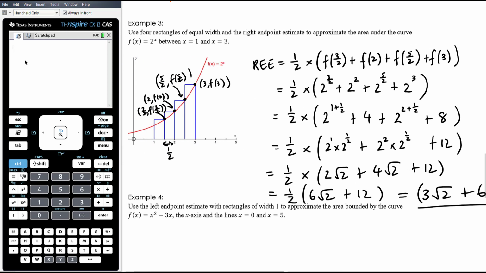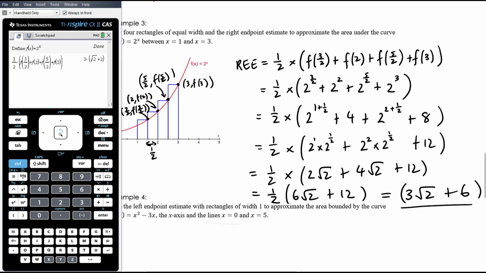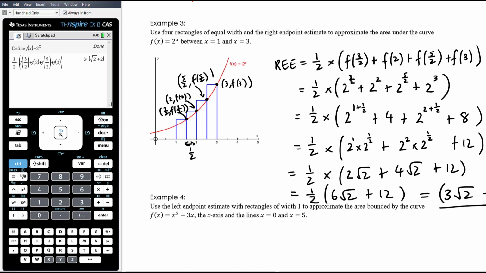Again, let's check that. If we have our CAS, the quickest way to do this would be to define f of x as being equal to 2 to the power of x. And then we're simply going to work out what is 1 half times, let's just do f of 3 on 2 plus f of 2 plus f of 5 on 2 plus f of 3, which gives us 3 times root 2 plus 2, which, yes, if we expand it out, we get our answer, or if we factorise our answer, we get the answer on the CAS.